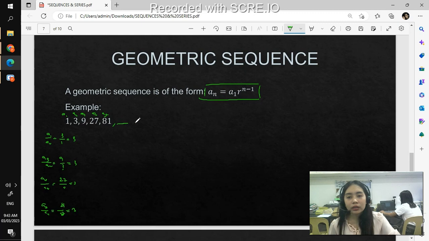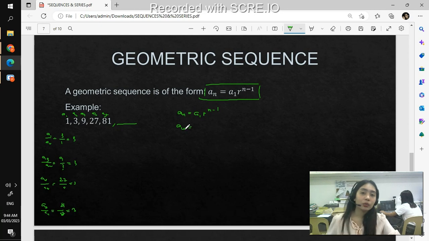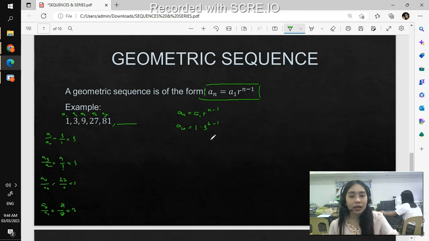Now let's look for, let's say, a sub 6. We'll be using this formula: a sub n is equal to a sub 1 times r raised to n minus 1. A sub n will be replaced by a sub 6 because again we are looking for the sixth term. A sub 1 is 1, times our ratio that is 3, raised to n, that is 6 minus 1. So this gives us 1 times 3 raised to 5.